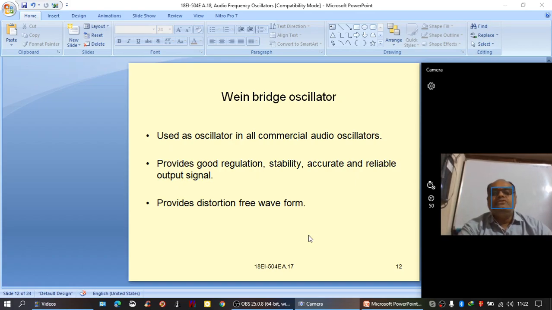Now let us look into the details one by one. First, the Wien-Bridge oscillator. The Wien-Bridge oscillator is used as an oscillator in all commercial audio oscillators. It provides good regulation, good stability, and accurate and reliable output signal. And it also provides distortion-free waveform.